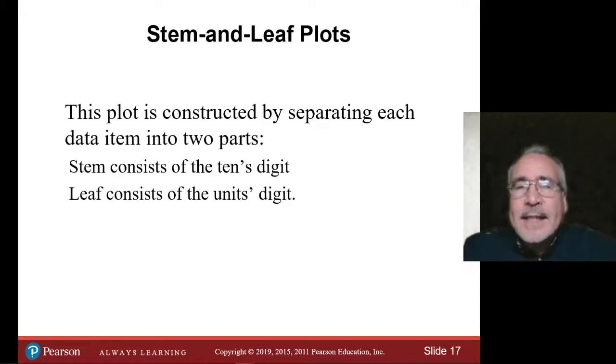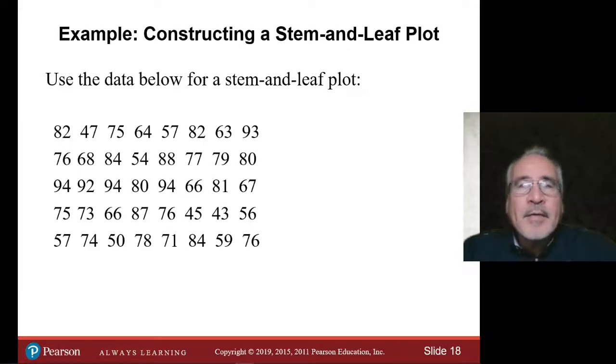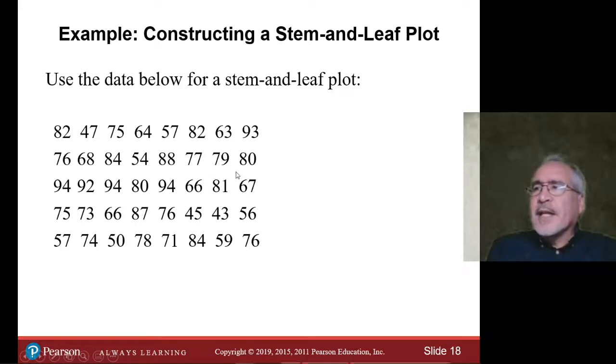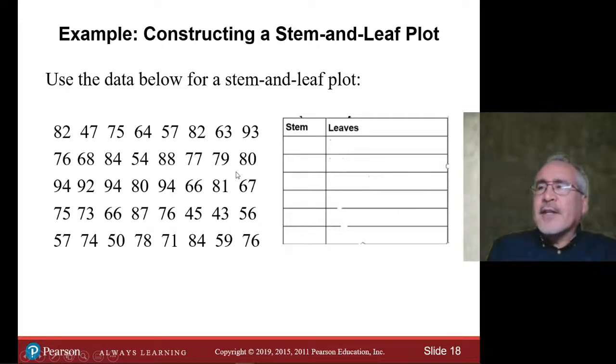Stem and leaf plots are another way to display data. This one's kind of cool. It's like the frequency table, but it's made up of the data itself. I think that's maybe the same data we had for the test scores. It might be different data. I didn't memorize it, but if we do a stem and leaf, here's what we do.